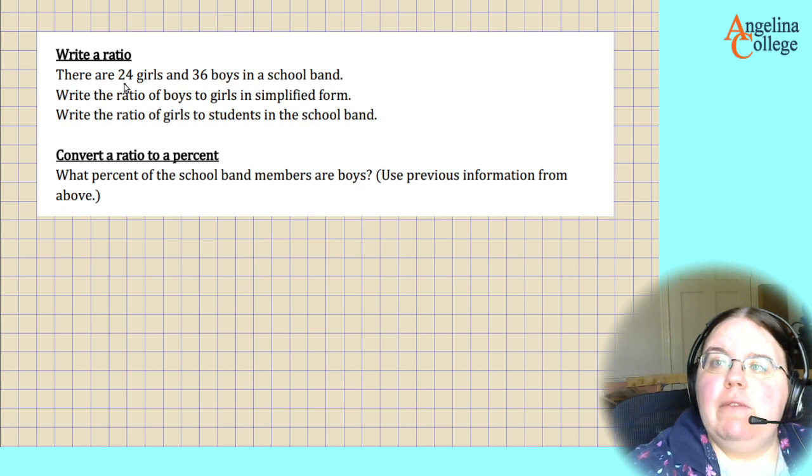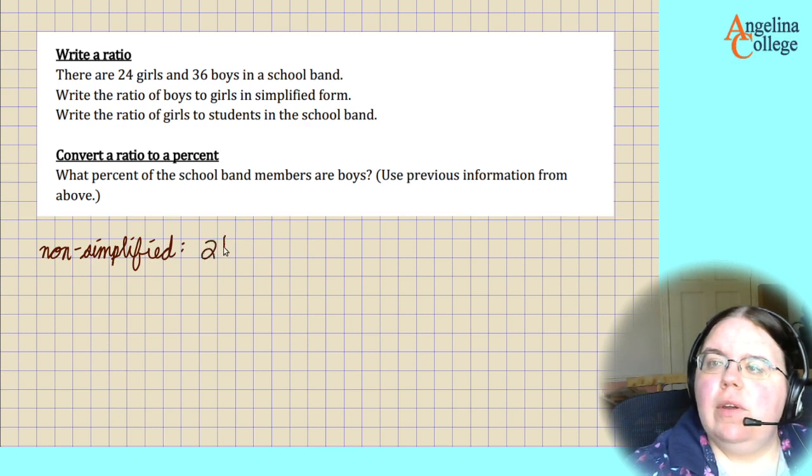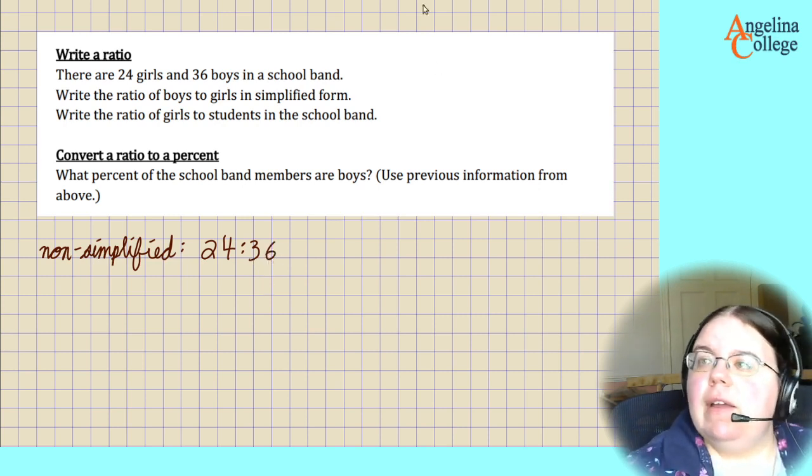So the information we're given is that there are 24 girls and 36 boys in a school band. We're told to write the ratio of boys to girls in simplified form. So first it would be helpful to write the ratio in non-simplified form. So that would be 24 girls to 36 boys. Now, what do we mean when we say a simplified ratio?